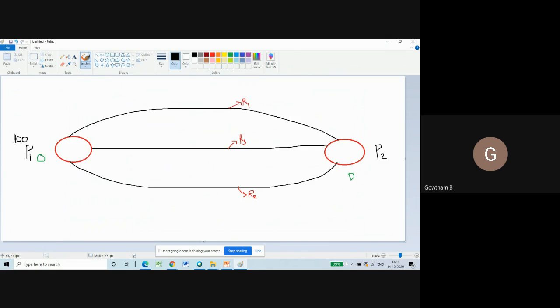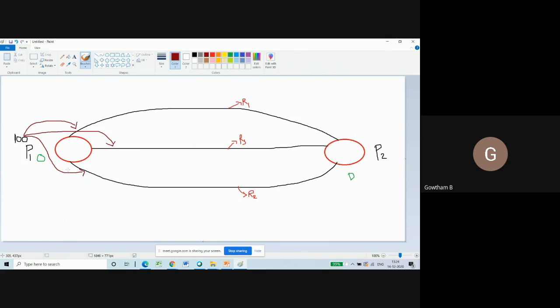Now, my question is, out of these 100 trips, how much of the traffic will choose R1? Out of 100, how many vehicles are choosing R1, that is road number 1, to travel from P1 to P2, how much traffic is using R3 to travel from P1 to P2, and how much traffic is using R2 to travel from P1 to P2.